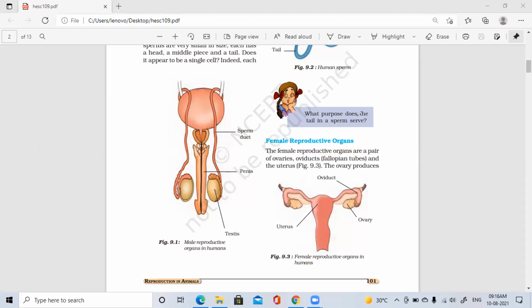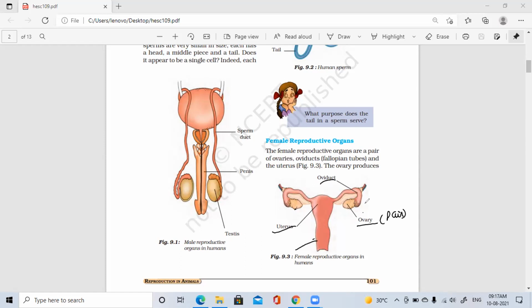Now let's see the female reproductive system. In the female reproductive system, what does it consist of? A pair of ovaries. You can see a pair. There is a pair of ovaries, right? Oviduct. You can see here the oviduct is there. Uterus and vagina, right? So ovaries, a woman has two ovaries. You can see here the two ovaries just below the kidneys.